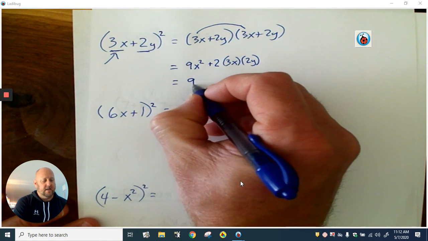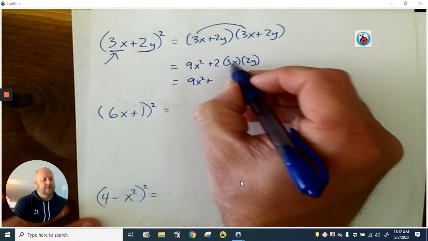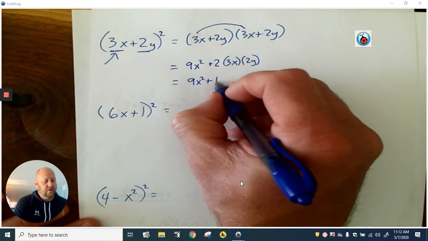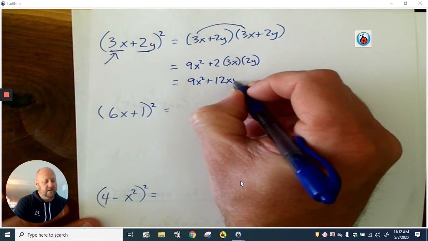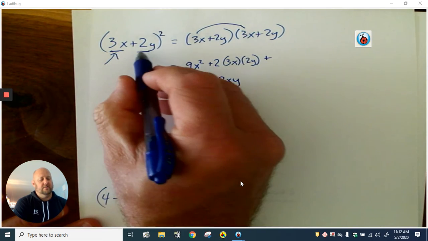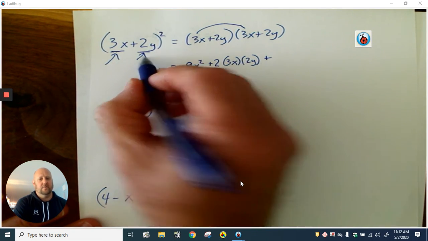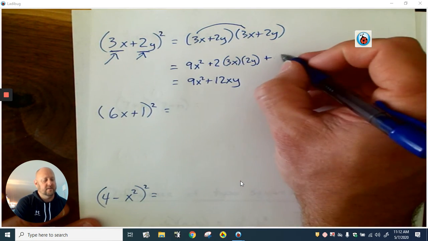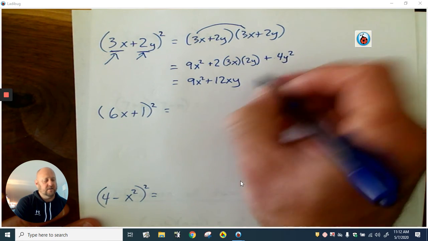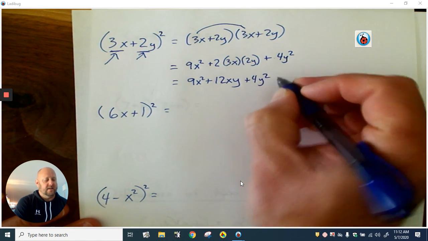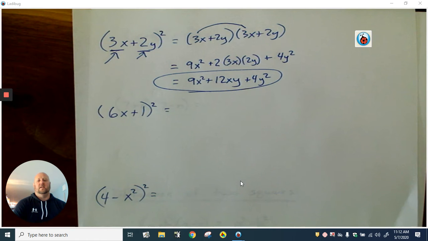So it's just going to be 9x squared. 3 times 2 is 6. 6 times 2 is 12. And then we have an x and a y. And then all we do is take that last term, that 2y, and we square that to get 4y squared. And that is how we get straight to the answer. It's just a quicker way of doing it.